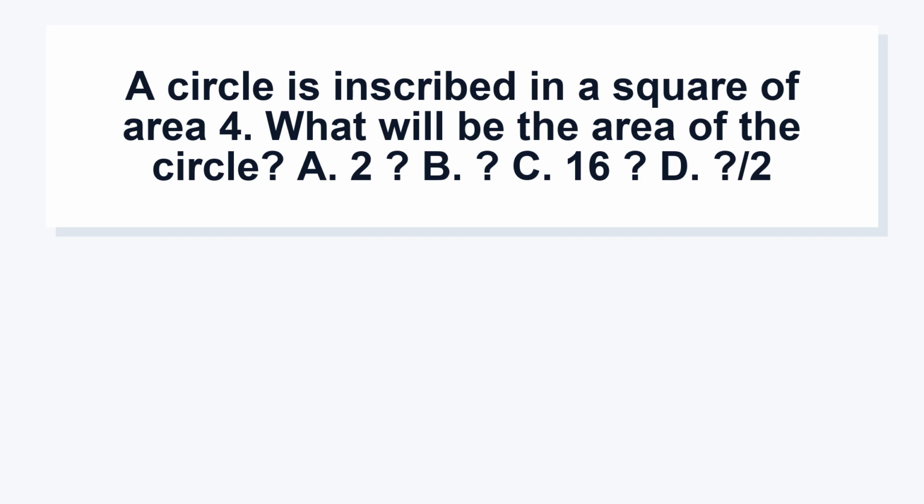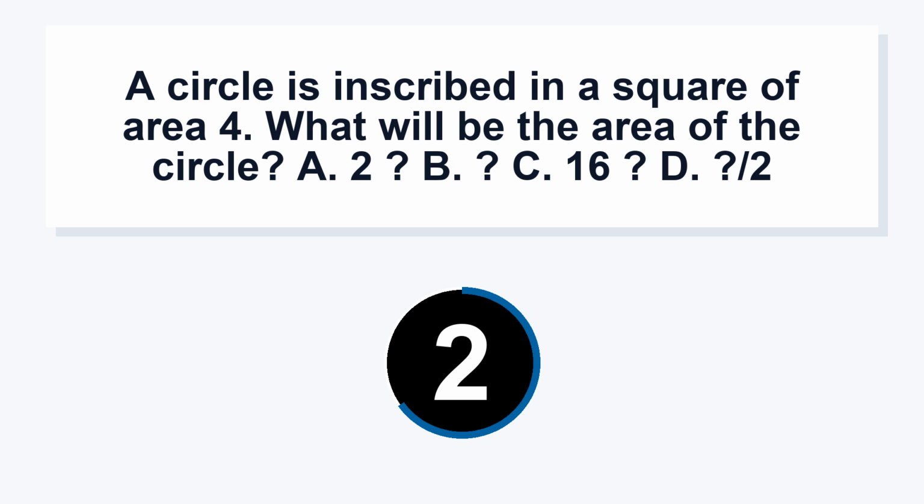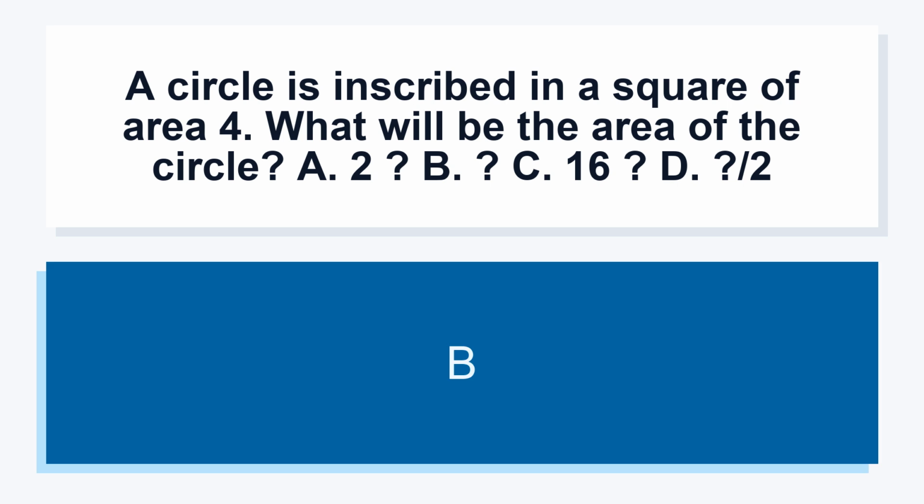A circle is inscribed in a square of area 4. What will be the area of the circle? A. 2π, B. π, C. 16π, D. π/2. B.